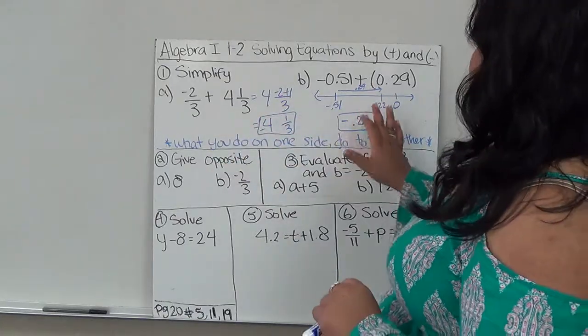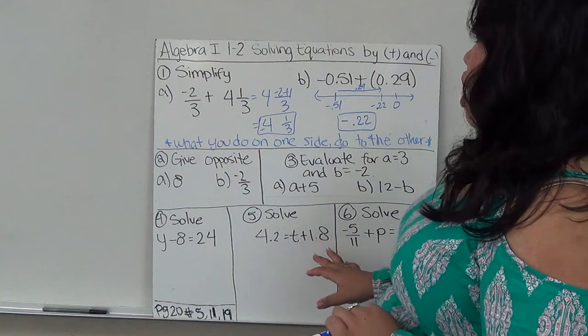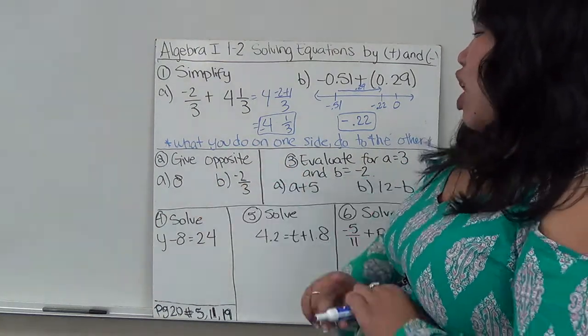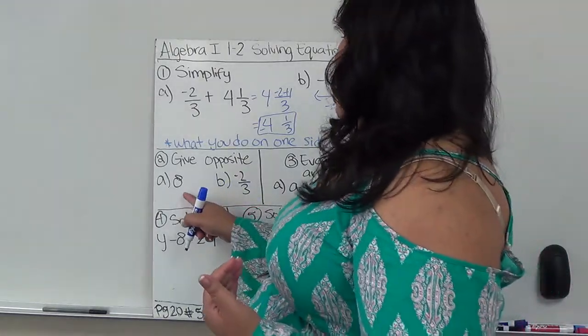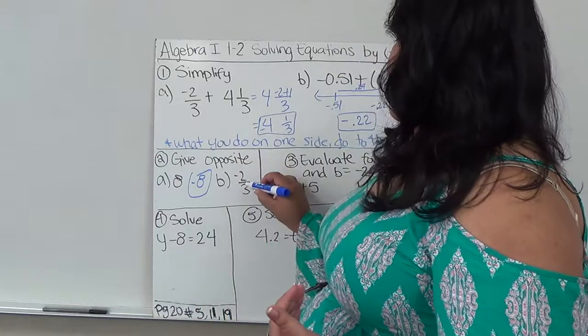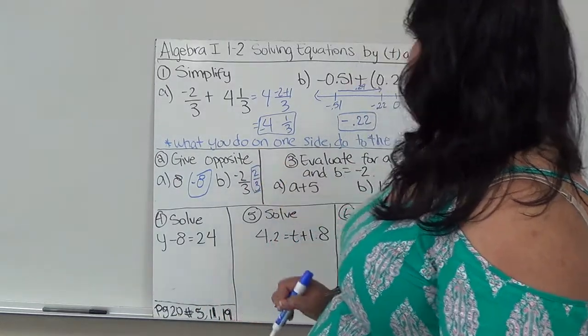So number 2, before we move on to 3 to 6. Here we were just simplifying, but these ones we're going to be solving, okay? Number 2 is giving the opposite. The opposite is basically, if this is a positive 8, the opposite would be negative 8. And if this is negative 2 over 3, the opposite would be positive 2 over 3.